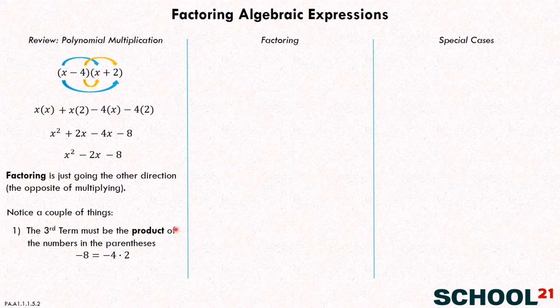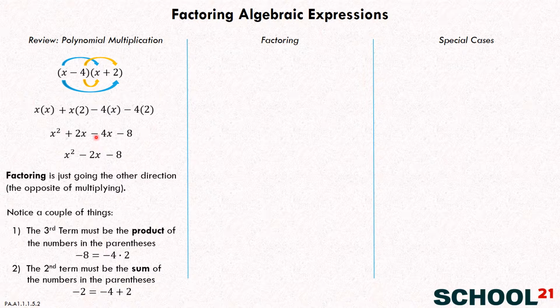Okay, so that's one thing that you can keep in mind as you're looking to factor. The other thing is that the second term, so the negative 2x, must be the sum of what? Of the numbers in parentheses. So that negative 2 must be the sum of the negative 4 and the 2. Does that make sense? Yeah.